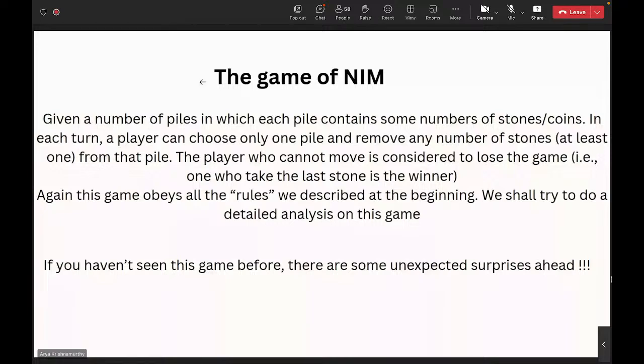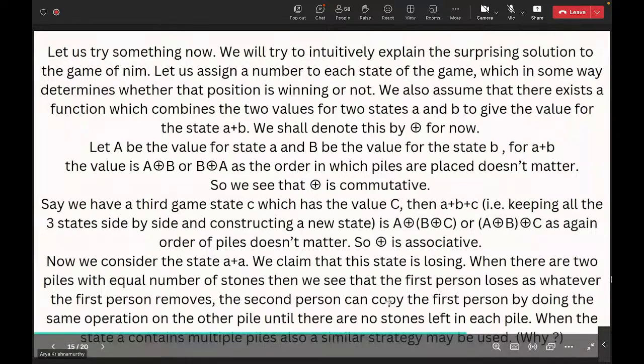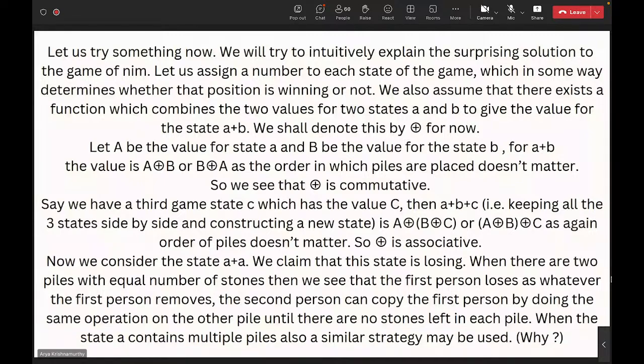Okay. So first let's try to solve this problem in a sequential manner. Let's just say that we have 2 piles of stones which have the same nim value, that is, they have an equal number of stones. Now we see that the person who's starting the game will lose, because whatever number of stones the first person removes, the second person can copy the first person by doing the same operation on the other pile until there are no stones left in each pile.